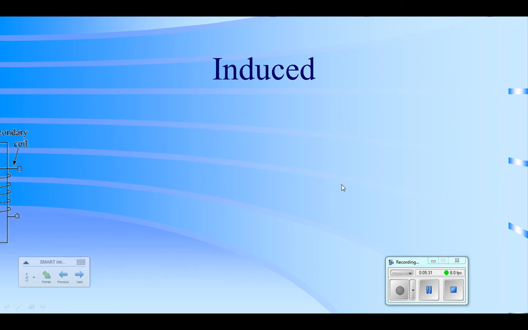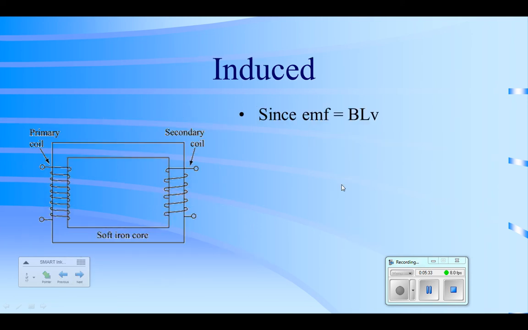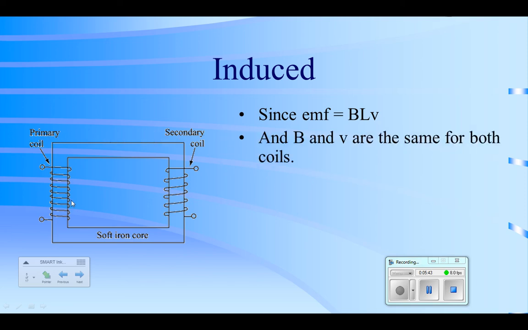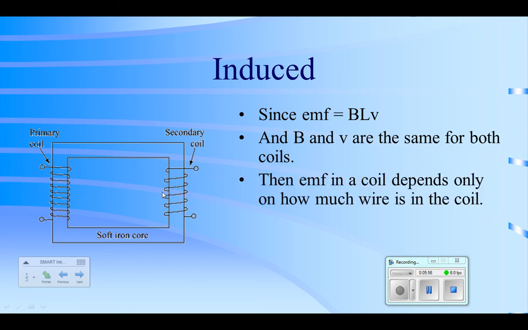the way we do? Well, here's that same picture. EMF is BLV, which we learned previously. That's magnetic field, length of wire, and the speed with which that wire moves through the magnetic field perpendicular to it. For this, the B, the magnetic field, is the same for both. They're both experiencing the same magnetic field, and the speed with which the field grows and collapses is the same for both of them. That doesn't change. So the EMF depends only on L, the length of coil.